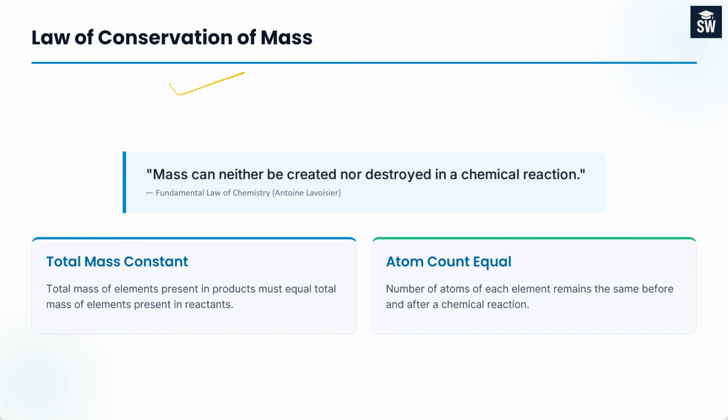लॉ ऑफ कंजर्वेशन ऑफ मास। सबसे पहले तो देखते हैं कि mass can neither be created nor be destroyed in a chemical reaction. This is the fundamental law of chemistry, एंटोनी लेवोज़ियर ने दिया। Now total mass is constant: total mass of the elements present in the products must be equal to the total mass of the elements present in the reactants. LHS इक्वल टू RHS, ये masses इक्वल होनी चाहिए, और एटम का जो काउंट है वो भी इक्वल होना चाहिए। जैसे कि 2 हाइड्रोजन ऑन लेफ्ट हैंड साइड मस्ट बी द 2 हाइड्रोजन ऑन द राइट हैंड साइड.